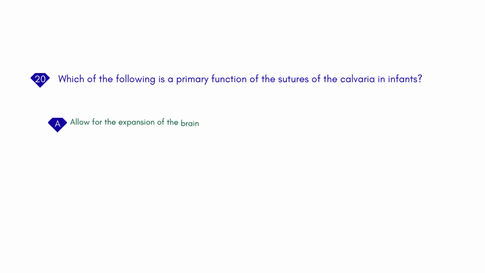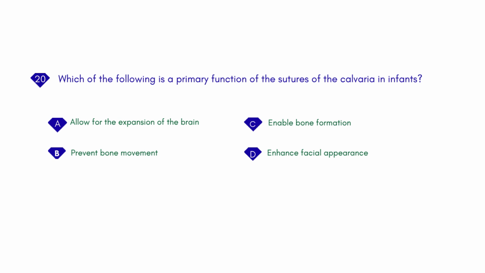Which of the following is a primary function of the sutures of the Calvaria in infants? A. Allow for the expansion of the brain. B. Prevent bone movement. C. Enable bone formation. D. Enhance facial appearance. Answer: A. Allow for the expansion of the brain.